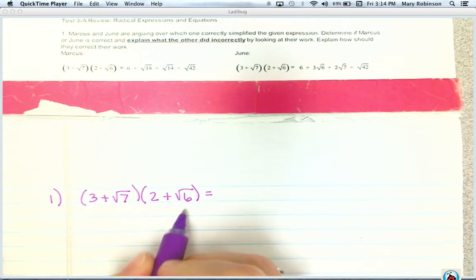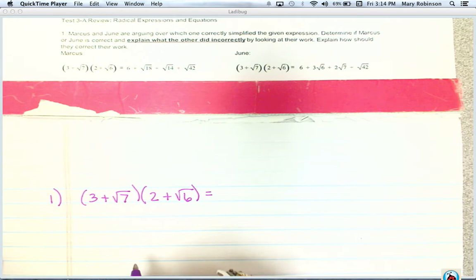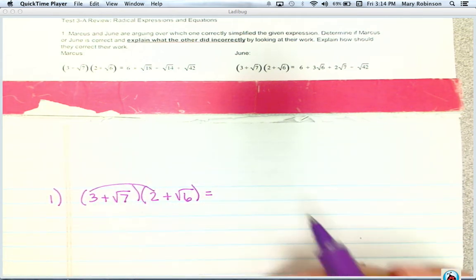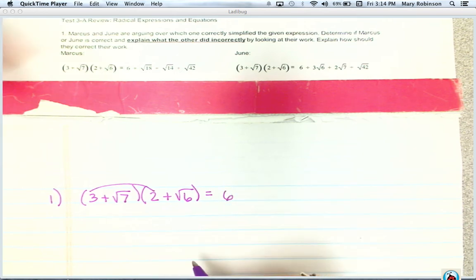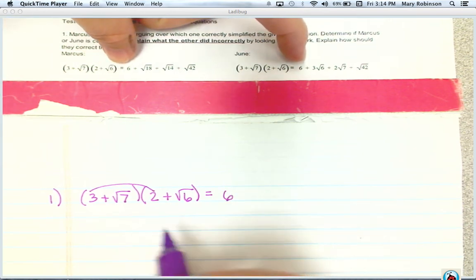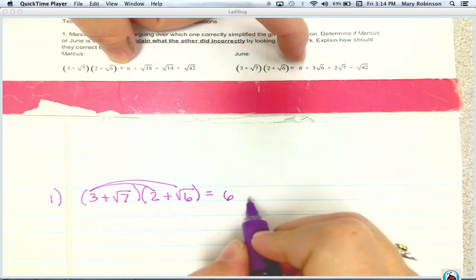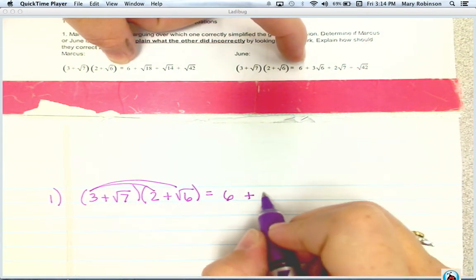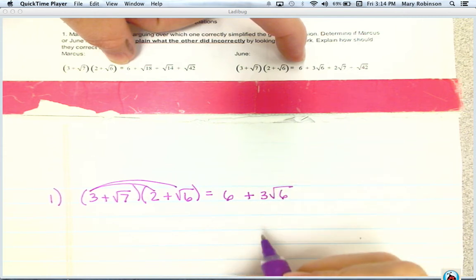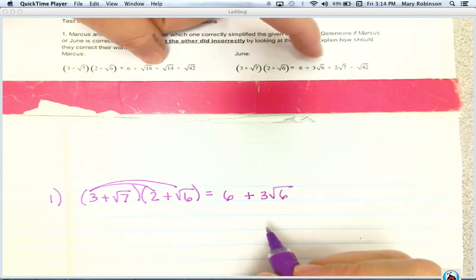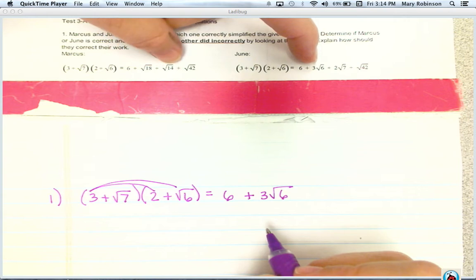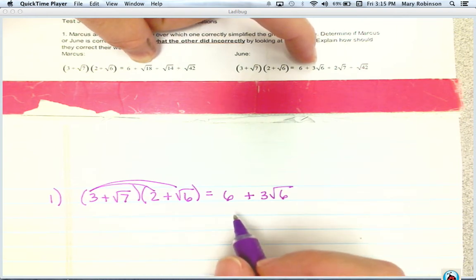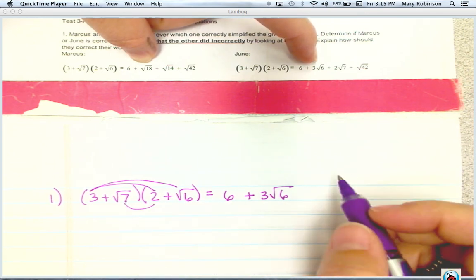So remember, when we're multiplying two binomials, we double distribute, or you can use the box if you prefer. So 3 times 2 is 6. So it looks like both of their first terms are correct. Next, remember that when you multiply a term that does not have a radical with one that does have a radical, the most you can do is put one beside the other, so 3 square roots of 6. So it looks like June got that correct, but what Marcus did was he multiplied the 3 and the 6, which was incorrect.